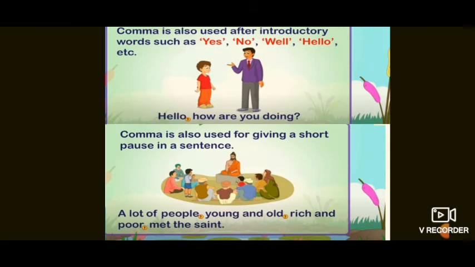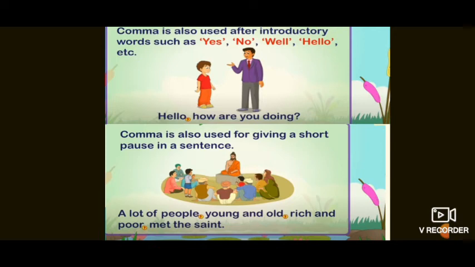Few more examples are there, children. Comma is also used after introductory words such as yes, okay, no, well, hello, etc. Like in the first sentence, can you see, hello, how are you doing? After hello, they have separated the word hello from the sentence. How have they separated? By adding a comma after hello. Then what is the next sentence? How are you doing? It's a question, so that has been ended with a question mark.